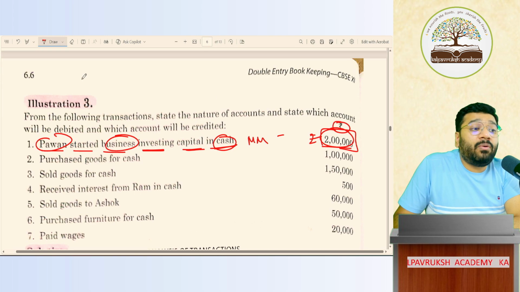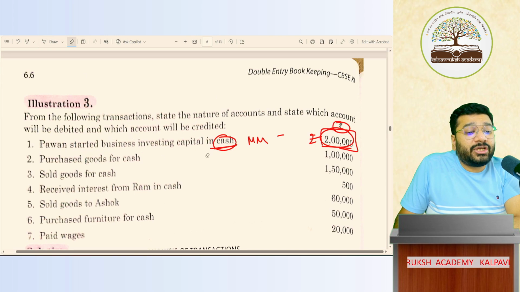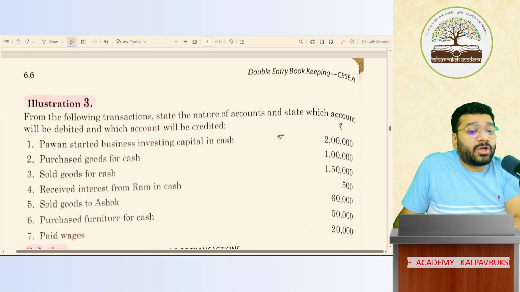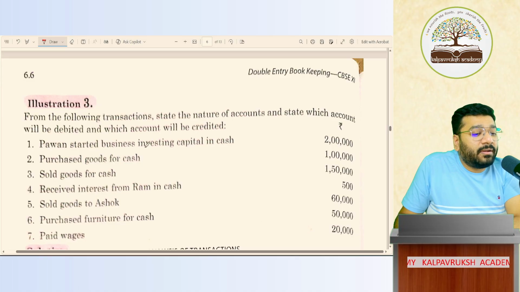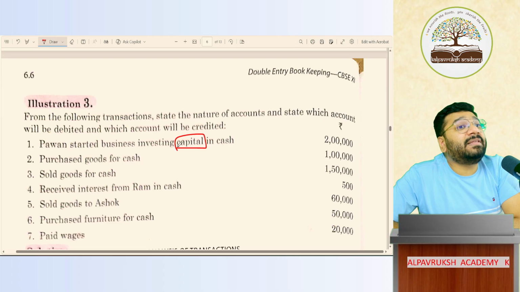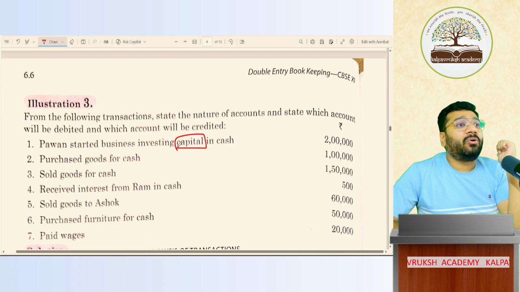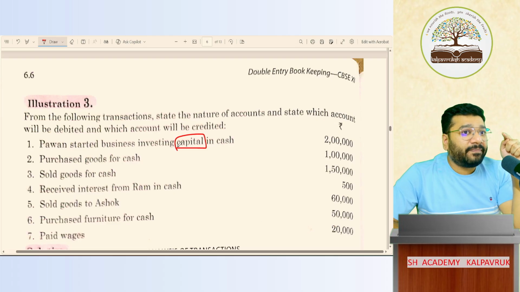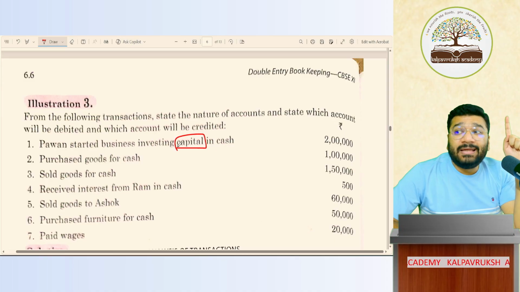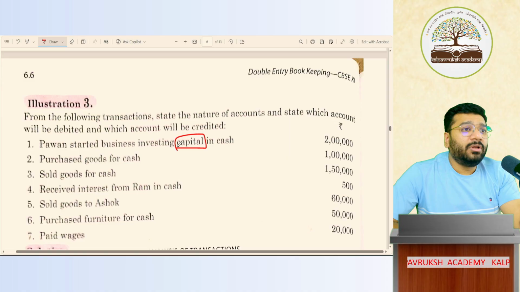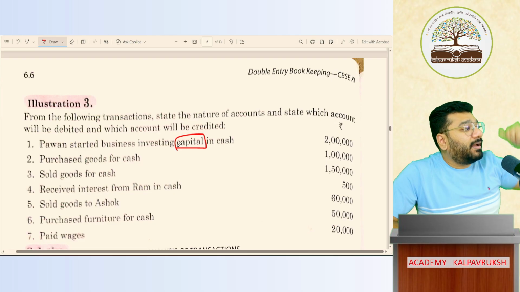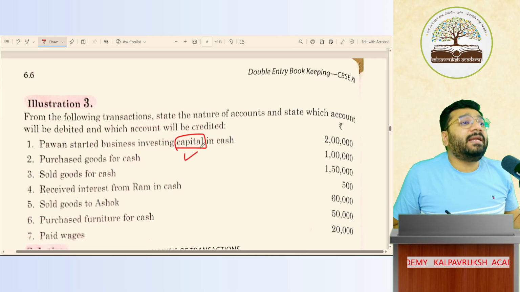What is the third step? Recording. But for recording, what is the first step? In the transaction, identify the accounts involved. So how many accounts should I open here? One is Pavan's capital account. Why should I open his account? Since we take the money, if tomorrow the business closes, we have to repay the money to him. We have to pay money back to the owner in future. Anything that I have to pay in future is a liability. So I have to capture this on the liability side. Why?